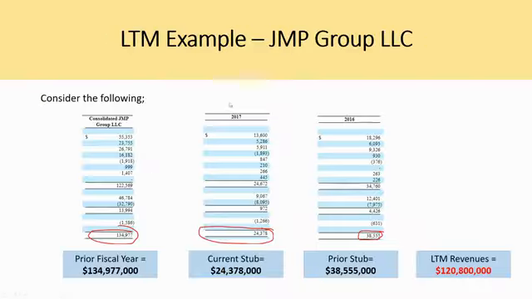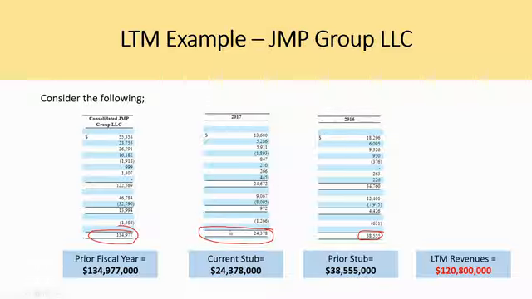Okay, and here's a real life example. So this is JMP Group LLC. This is a company that I'm actually looking at right now for research purposes. They are a small cap investment bank in the U.S. market, and so we're calculating the last 12-month revenue figure. Okay, and so this is the annual revenue figure of the prior fiscal year. So they made $134 million.